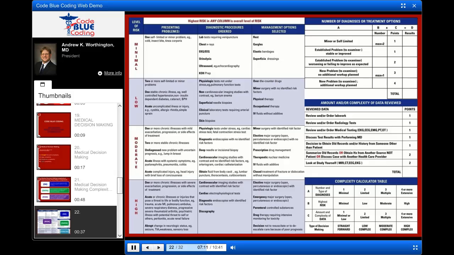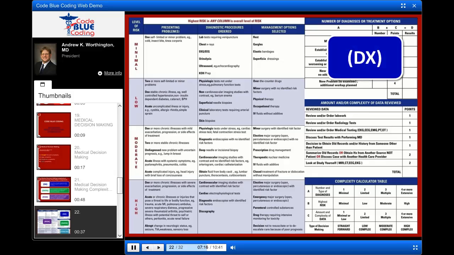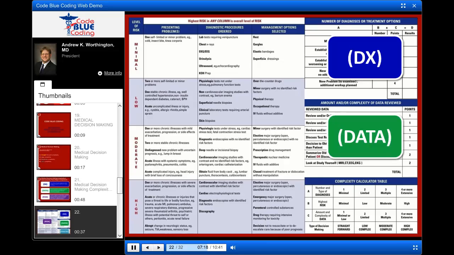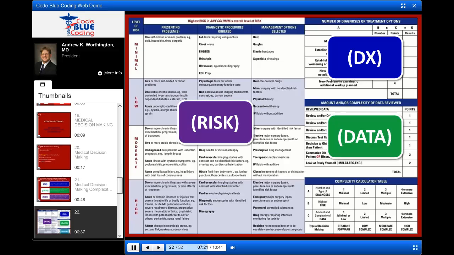These are the Code Blue coding medical decision-making tables. This is the diagnosis table. This is the data table. This is the risk table. This is the complexity calculator table, where we will bring the values we obtain from each of the other 3 tables to calculate a level of medical decision-making complexity. Before we look at how any of the individual tables work, let's run briefly through how all 3 tables work and how the complexity calculator table works.